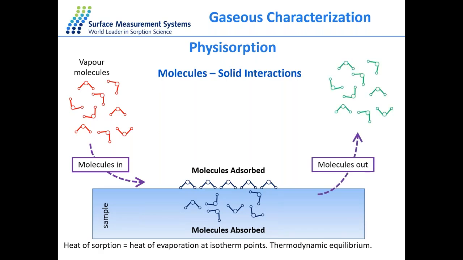As the pressure is increased, or the relative pressure of humidity increases, more molecules get absorbed into the material. And as you can see, the rest of the molecules do not come into contact with the solid material, they can just get out of the system. So this is the typical physisorption process at thermodynamic equilibrium, where heat absorption is equal to heat evaporation at each isotherm point.